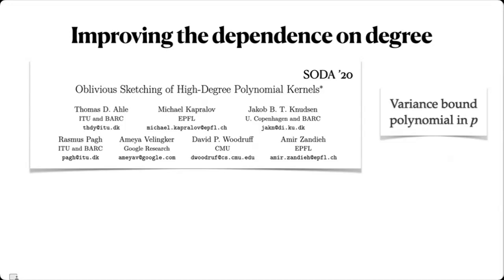But it turns out that this is not inherent. You can basically fix this. The key idea here is to use some kind of recursive technique. So instead of using Horner's rule and increasing the degree one at a time, you can use some kind of divide and conquer. You have to be a little bit careful that the dimension doesn't blow up too much, so you put some dimension reduction in between, but more or less this works, and this then gives a variance bound that is polynomial in P.